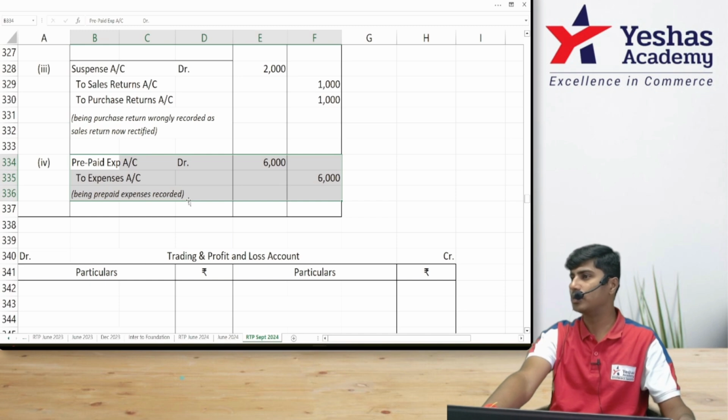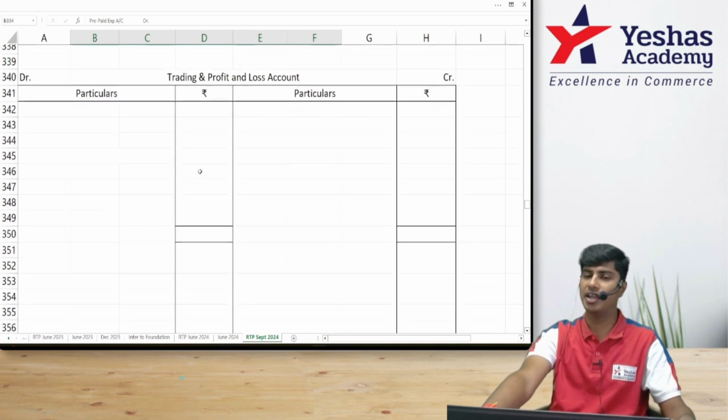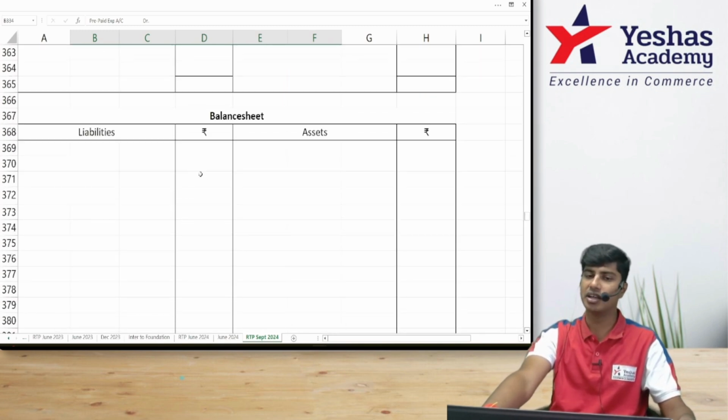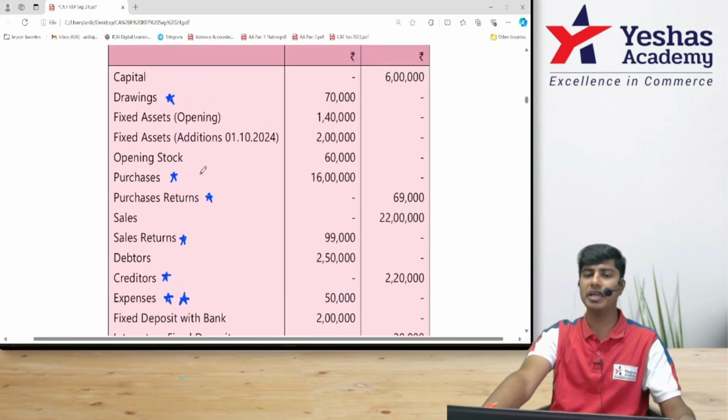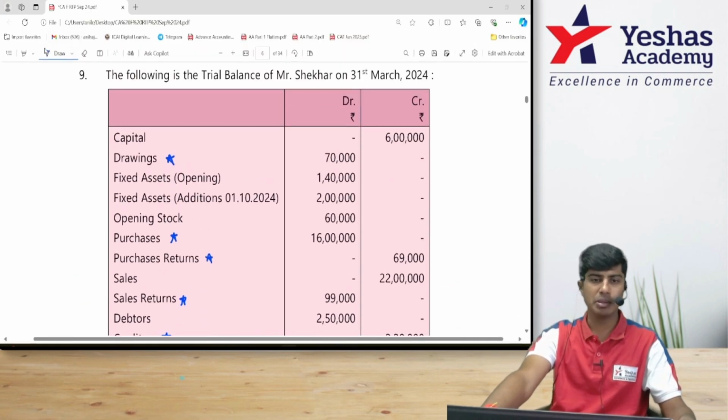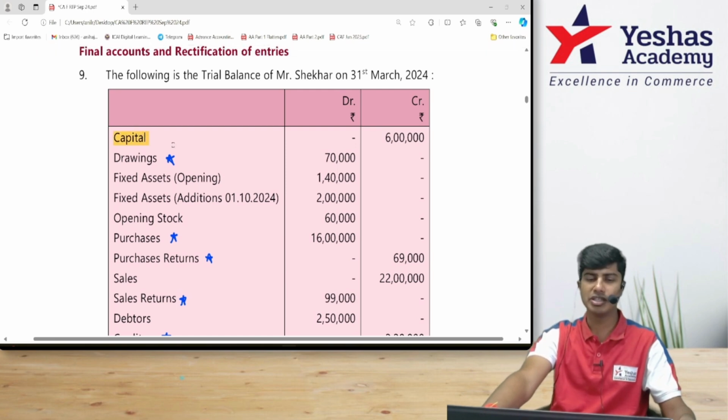Can I start with final accounts? For final accounts, I'll do trading and P&L together. After that I'll do the balance sheet. Is that okay? Let's start from the beginning of the trial balance. To begin our trial balance, I have capital. How much capital? Very good.